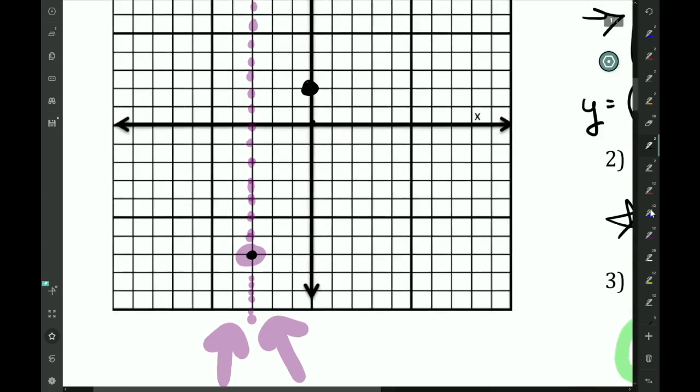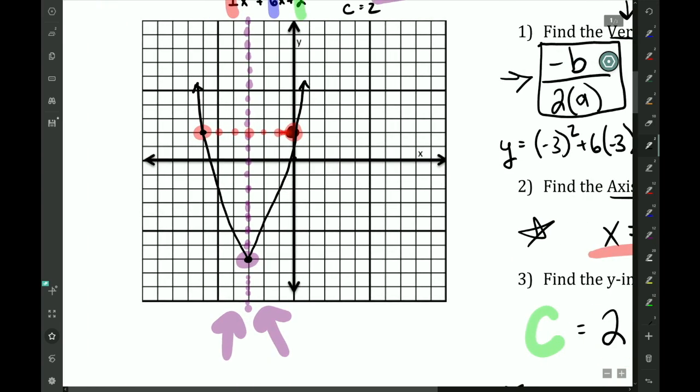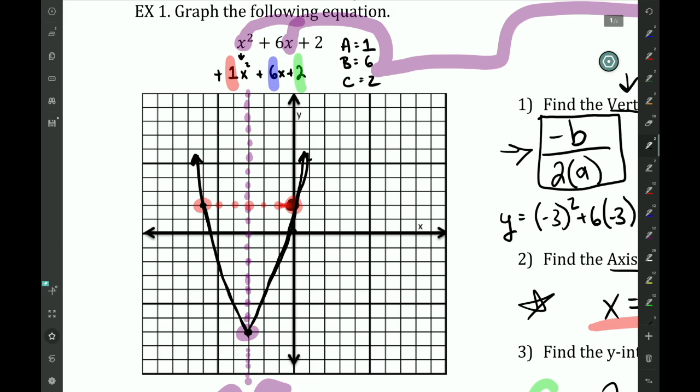Now here's the thing, these graphs are always symmetric, and they're always symmetric to the axis of symmetry. So it's kind of like a mirror. If it's on this side, it's going to be symmetric. So 1, 2, 3, 1, 2, 3 to here. And we connect the dots. And we have a nice little U shape. The last little check, A is positive, so it should be going upward. And we have our y-intercept at 0, 2, and it is symmetric. Okay, so that's by hand, not too shabby.